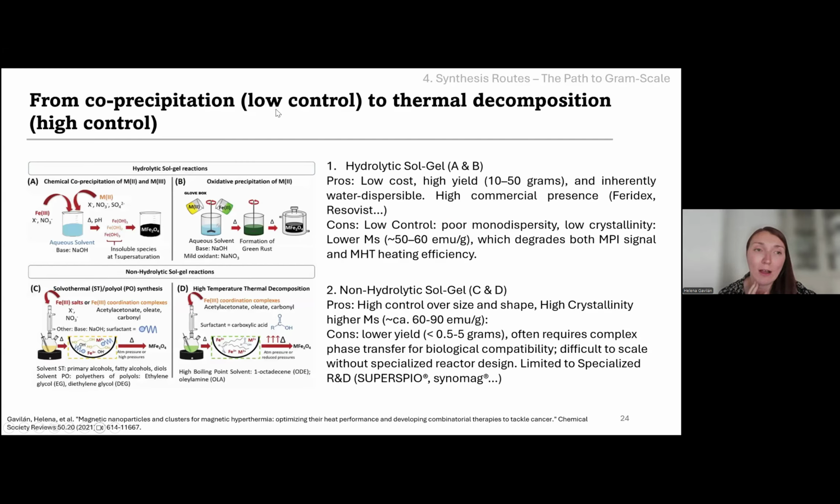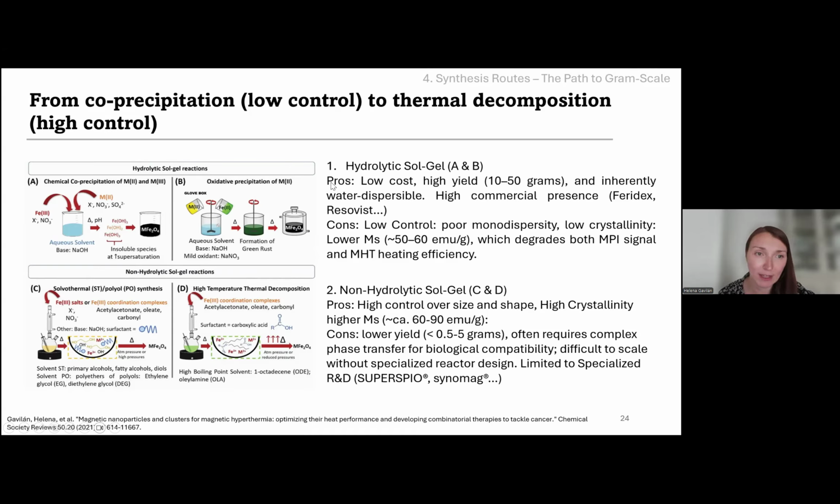So how do we go from coprecipitation, that is the synthesis route that was applied to most of the commercial samples, to thermal decomposition, that is one of the routes that have been developed and that offers the best properties for the nanoparticles? How do they work?